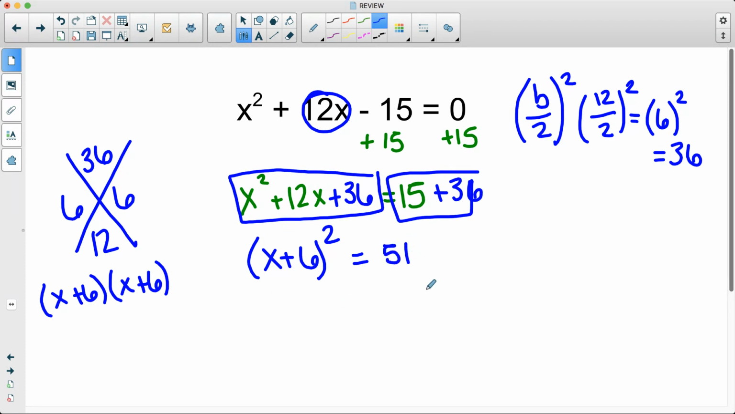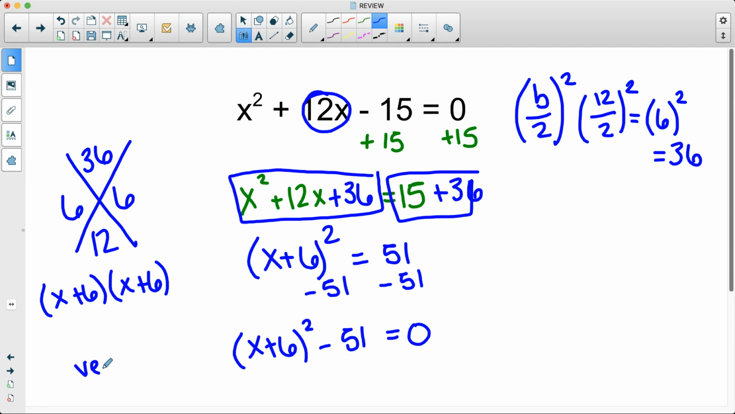Now, to get it into true vertex form, I have to get this set equal to 0. Since this is positive 51, I'm going to subtract 51 from both sides. I can't actually subtract 51 from 6 because this 6 is kind of protected, since it's in the set of parentheses with this square up here. So I'm just going to rewrite it as x plus 6 to the second minus 51 is now equal to 0. So this right here is vertex form.